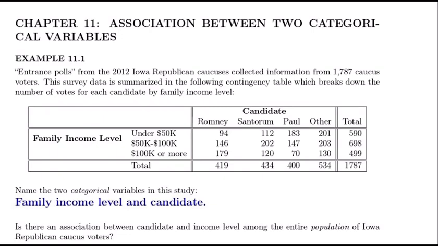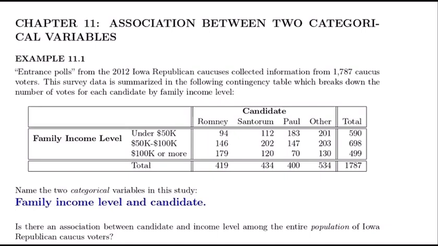This will require us to test a hypothesis because we want to see whether there's an association between the two categorical variables. Association actually means, is there a relationship between them? Can we in a way link our candidate preference to family income level? That's another way to put the question.